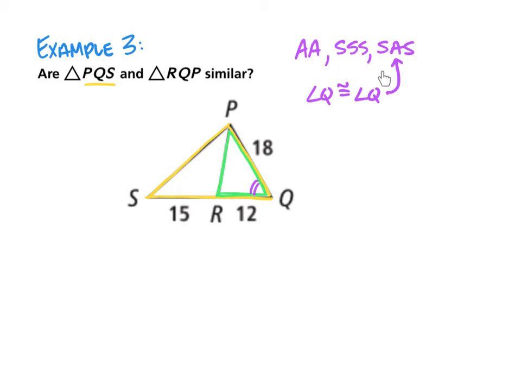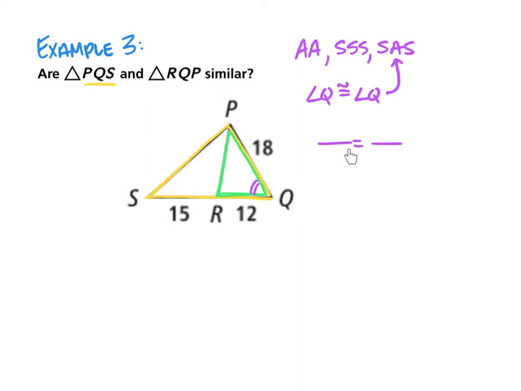So now the next thing we need to do is look and say, do we have the side lengths for both triangles, the sides that include that angle in both triangles? Do we have those side lengths? For the yellow triangle, that angle is made up by SQ, which we know the length of, and PQ, which we know the length of. In the green triangle, that angle is made of RQ, which we know the length of, and PQ, which we know the length of. So now the question is, can I set up this ratio of corresponding sides and it ends up being equal?